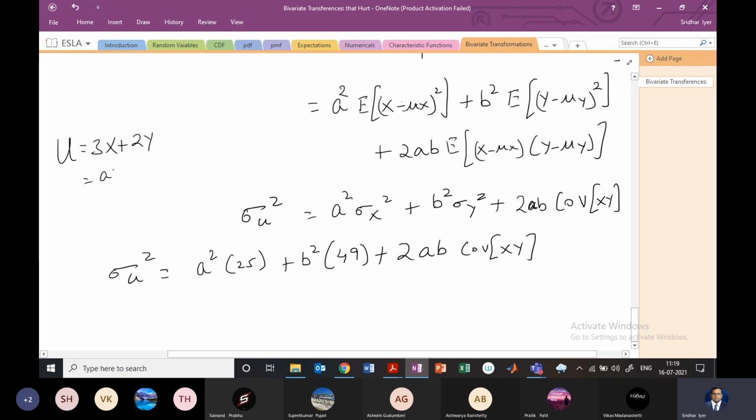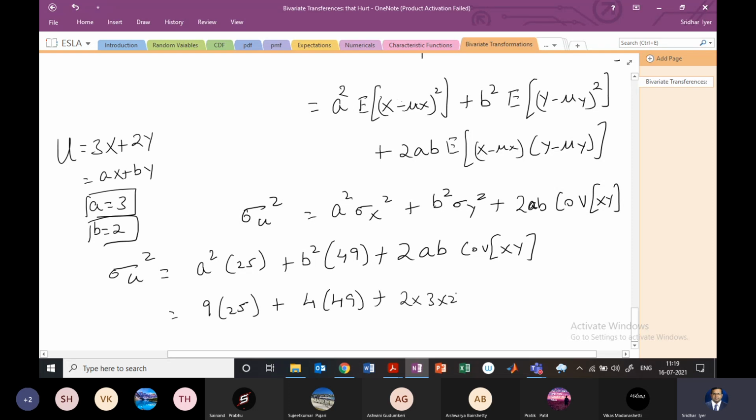And we are considering ax plus by, therefore a is 3 and b is 2, right? So in the next step I can substitute for a and b. So a is 3, so I'll get 9 into 25, plus b is 2, so I'll get 4 into 49, plus 2 into 3 into 2, and covariance of xy, that is sigma u square.